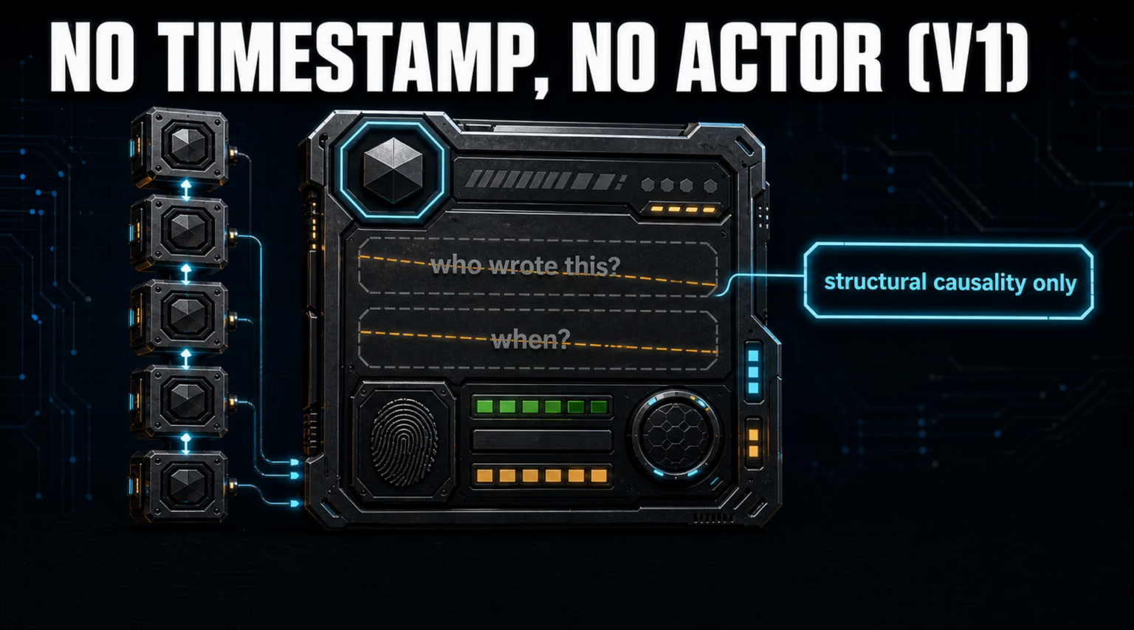You cannot ask who wrote this and when. It is almost like they built the engine so purely around structural causality that they forgot to put a watch on it. And the project says all of that out loud, in its own README. So we say it too, which means you get the real picture. Tamper evident today, not tamper proof.